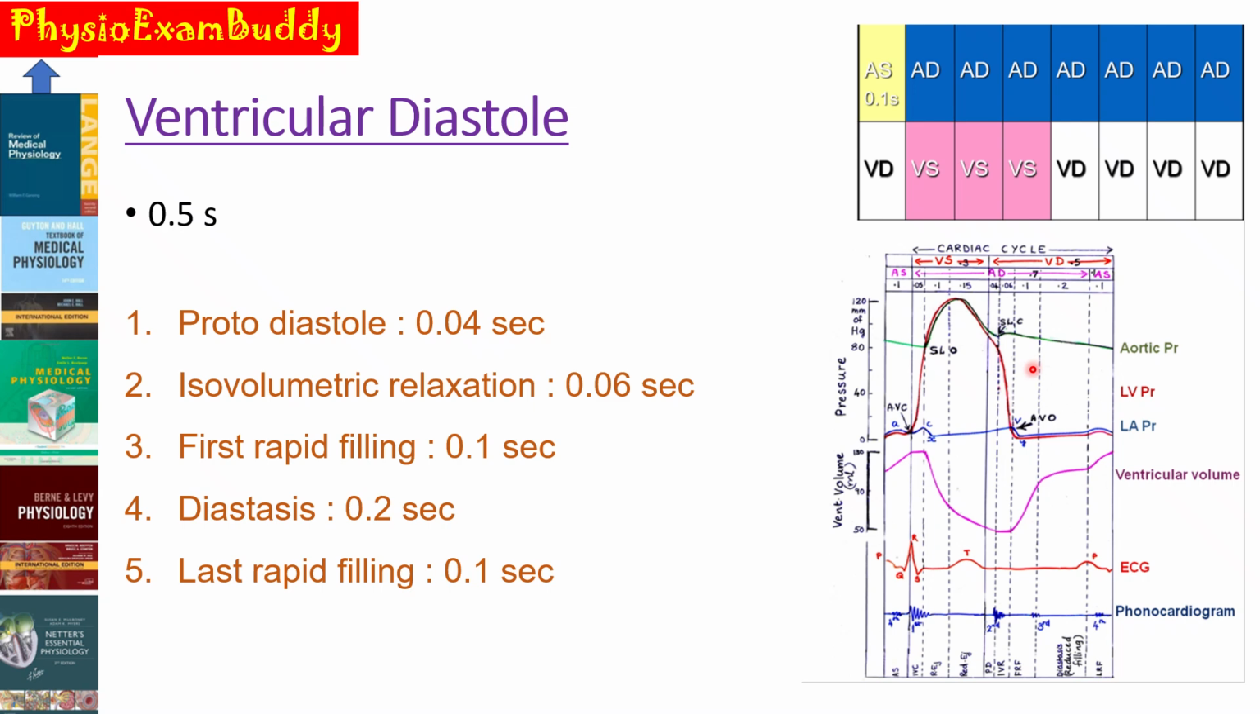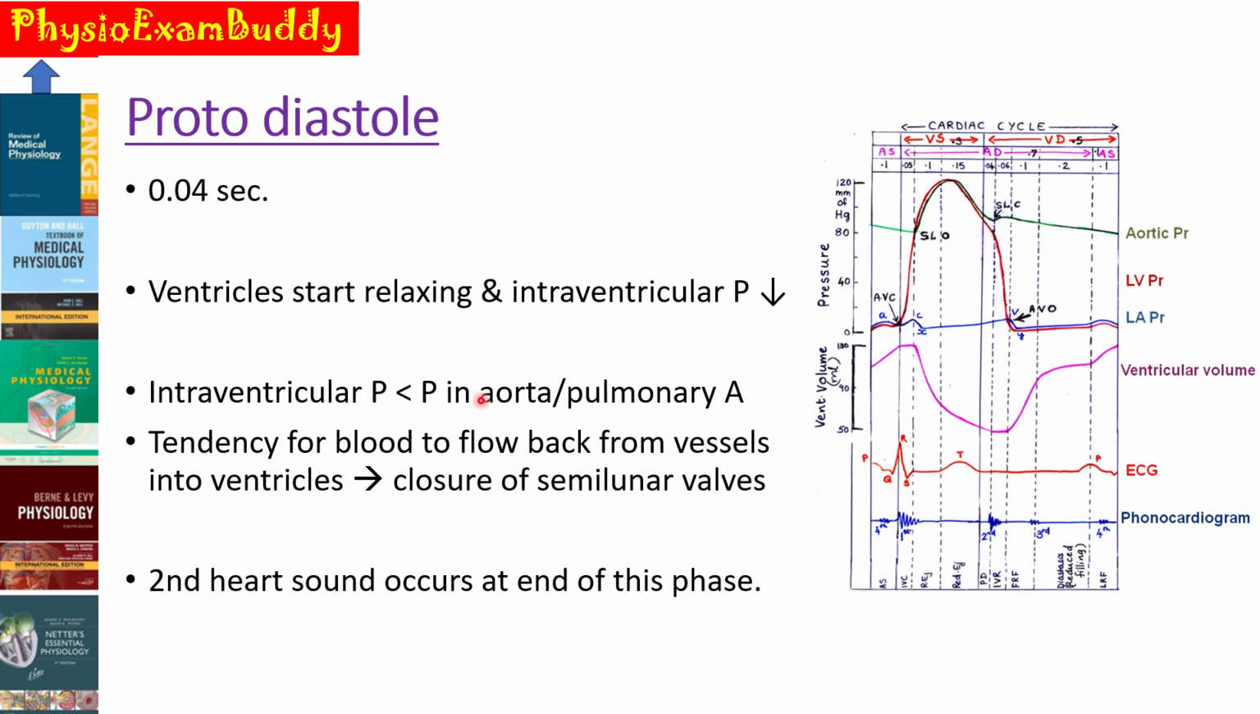Then it is followed by the first rapid filling phase, which is around 0.1 second, so the first rapid filling phase will come under this square. Then it is followed by diastasis, which is around 0.2 second, extending over these two squares. The last phase is the last rapid filling phase, which coincides with our atrial systole, and is around 0.1 second. So about the first phase, that is protodiastole.